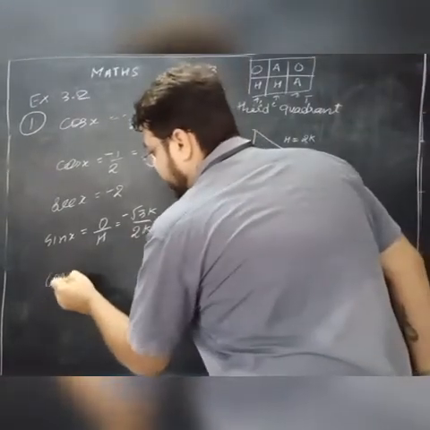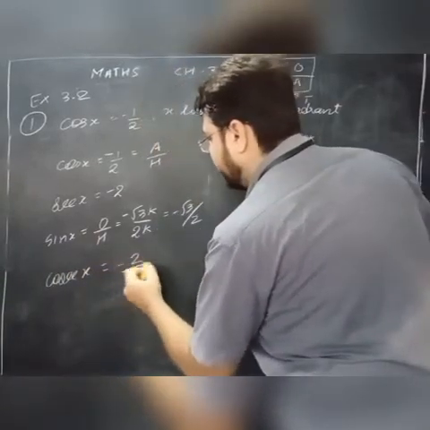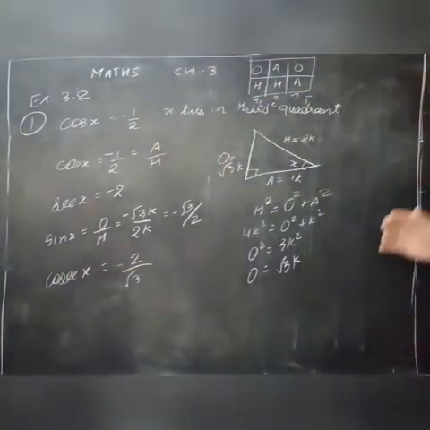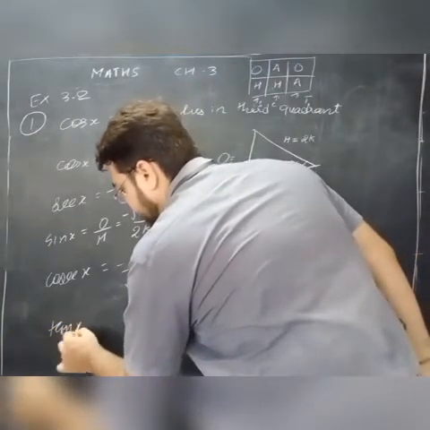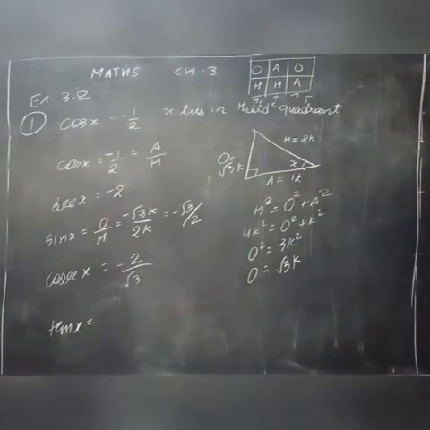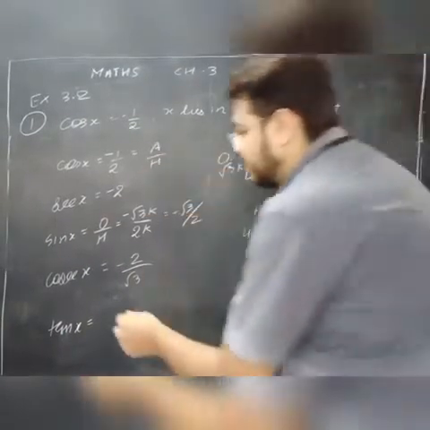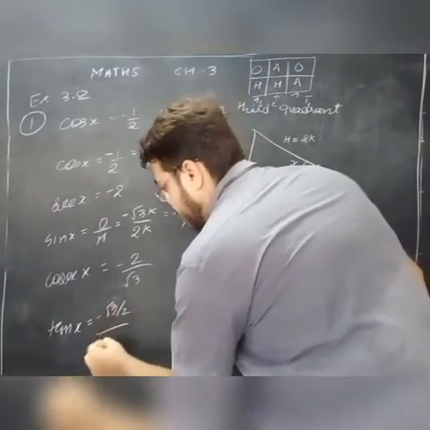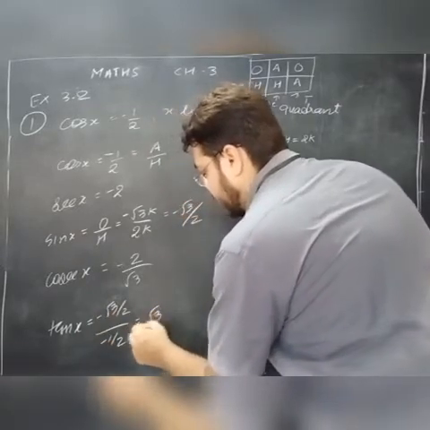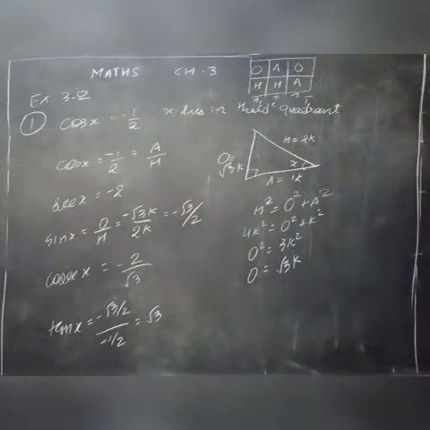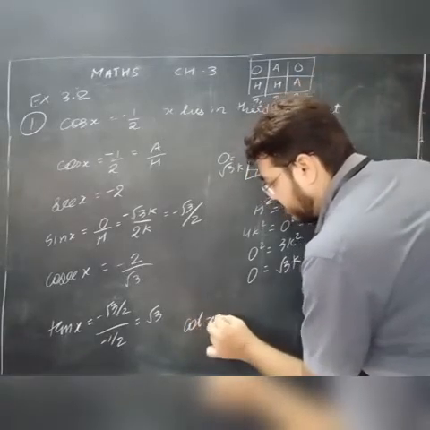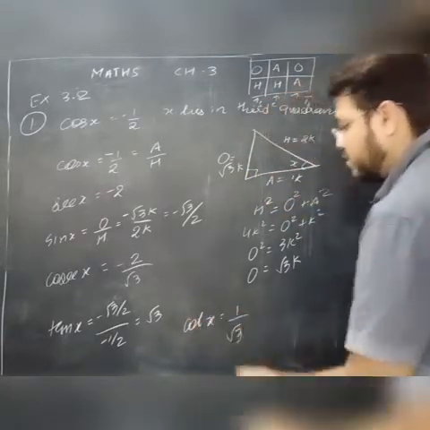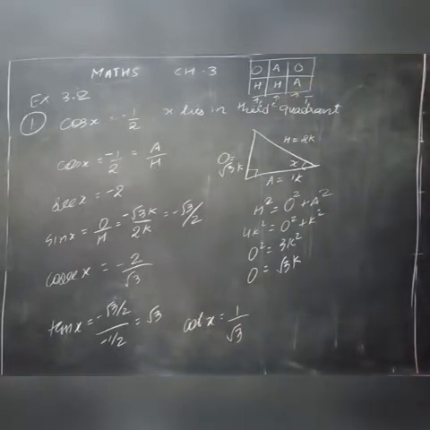The reciprocal of that will be cosec x. You know that tan is the ratio of sine by cos. So here sine is minus root 3 by 2 and cos is minus 1 by 2, so I will get root 3. Therefore, cot will be exactly the reciprocal of that, that is 1 by root 3. So we got all the other 5 trigonometric functions.